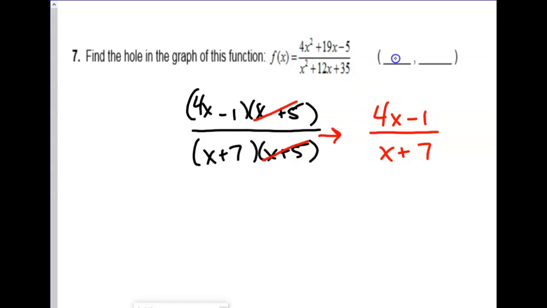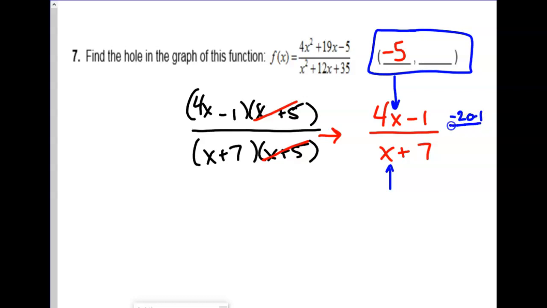So you know that the x value for the hole is located where? -5, good. But what about the y value? You got to plug it into this one. Okay. So plug in -5 to the reduced version of your rational. So you got what? -20 minus 1 over -5 plus 7. -21 over 2. Which, guys, remember, you don't have the calculator that you're comfortable with. So I would just leave it as -21 over 2. But if you wrote -10.5, I'm okay with that. It's equivalent.